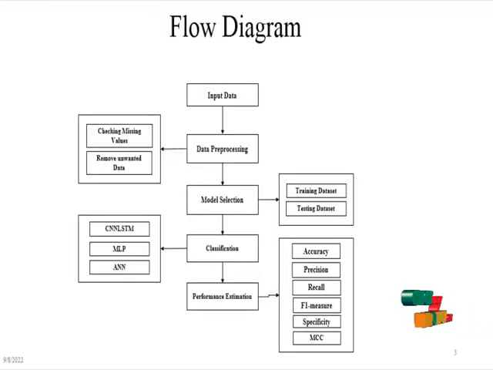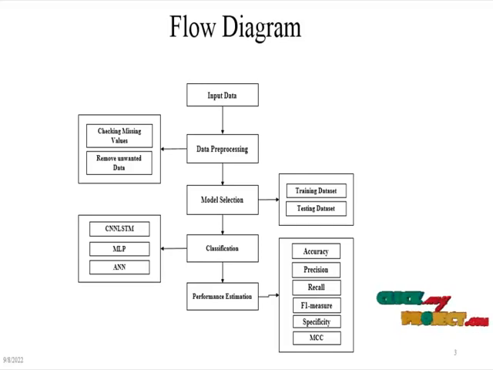The flow diagram of the project is: first we select the anomaly energy theft dataset as an input, then it is applied to data pre-processing. In data pre-processing, we check the missing values and remove the unwanted columns from our dataset. After pre-processing, it goes to model selection. In model selection, we select the independent variable and dependent variable. After that, we split our dataset into a training dataset and a testing dataset. The training dataset contains 80% of the data and the testing dataset contains 20%.